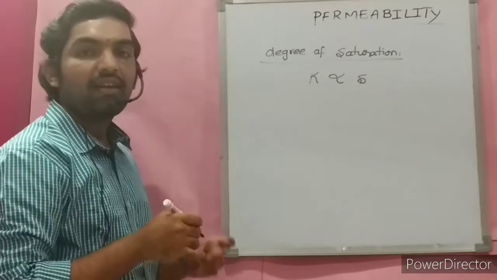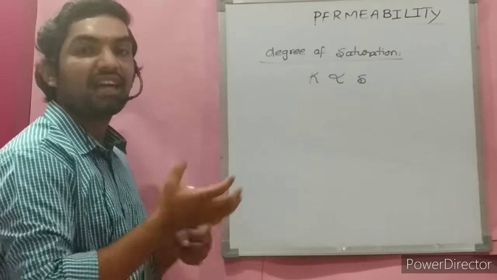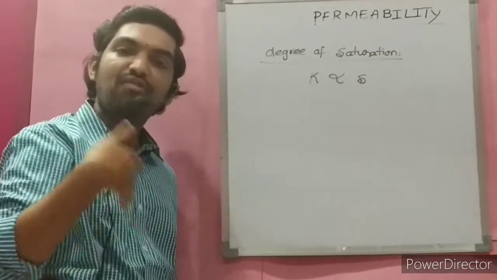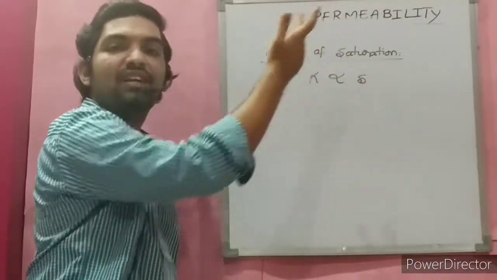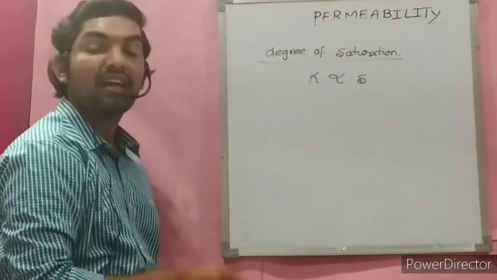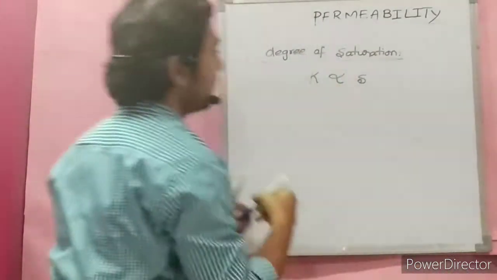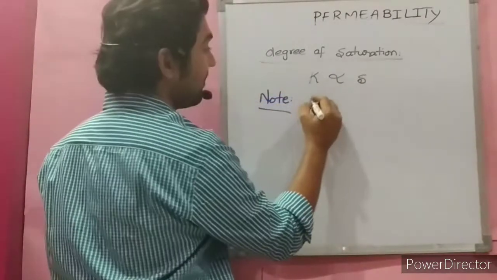Why? Because some air voids are there, which are not completely filled with water. Permeability means the ability of water to flow. Water is flowing fully in a fully saturated soil, hence permeability is higher. In fact, there is one important note you have to consider here.